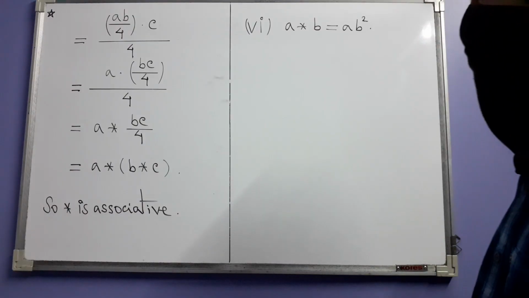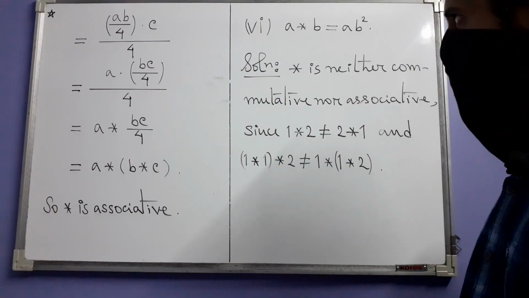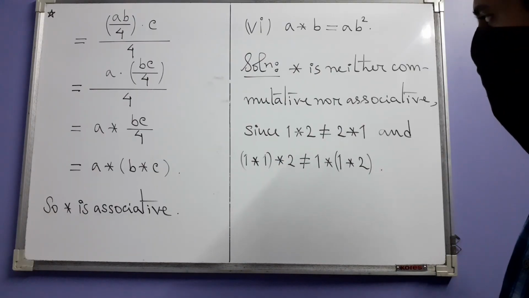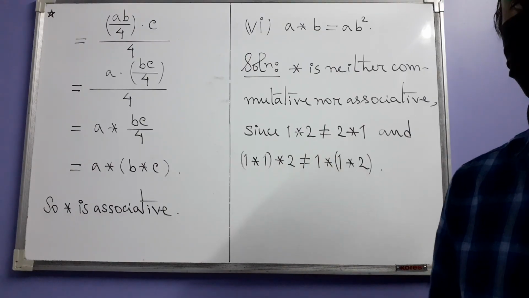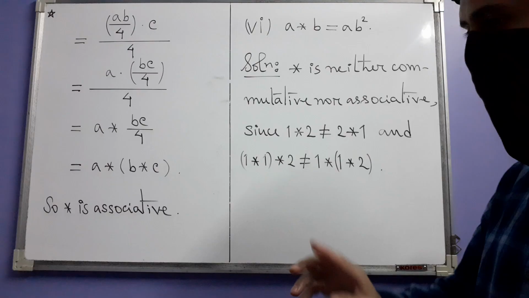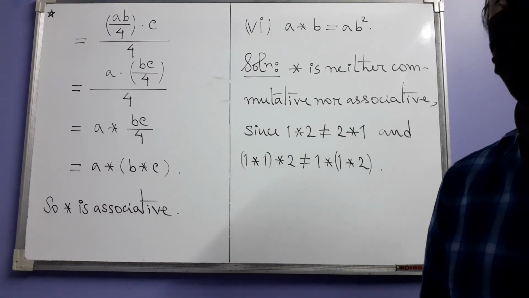And finally, number 6, where a star b is ab squared. This star is also neither commutative nor associative. For that, you can again go back to those same things. You calculate 1 star 2 and 2 star 1, you will see that they are not equal. And these two things also, you will see they are not equal. That's why.